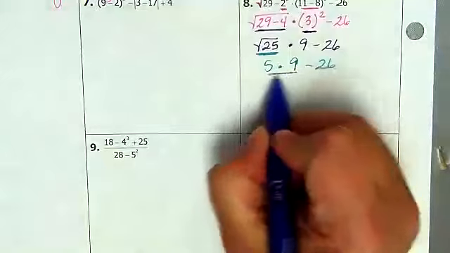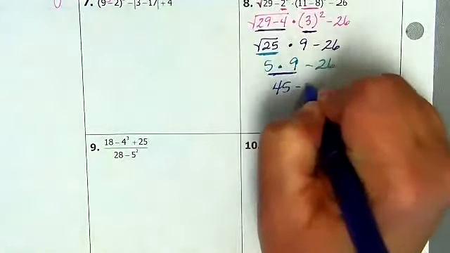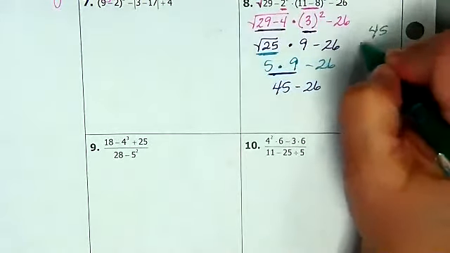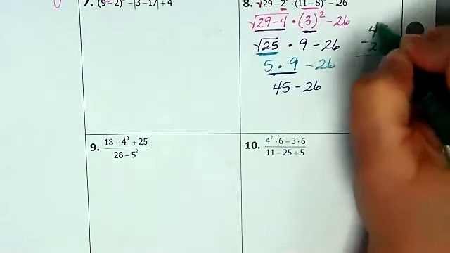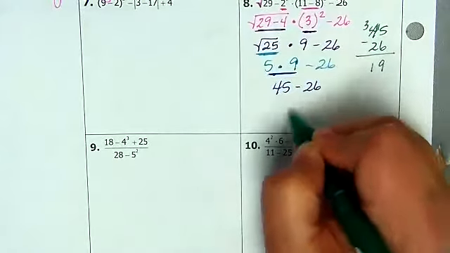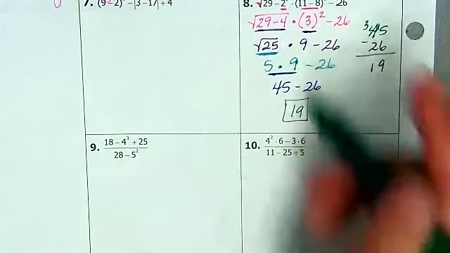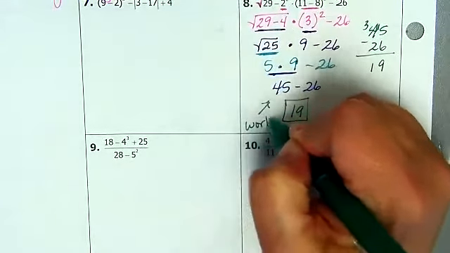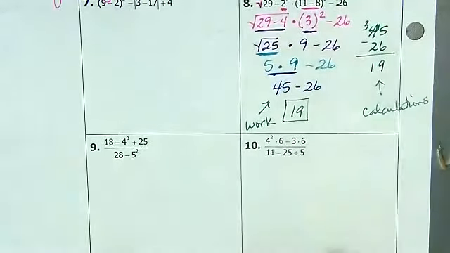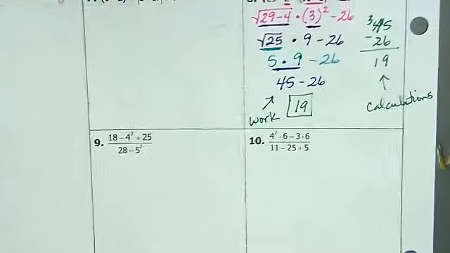Now I'm going to do the multiplication because it is done before subtraction. So 5 times 9 gives me 45 minus 26. I don't know what that is, so I'm over here doing that subtraction. 45 minus 26, got to borrow. 15 minus 6 is 9, 3 minus 2 is 1, so we get a final answer of 19. This is work, this is calculations, okay? Work, calculations. There is a difference. All right. Next example, number 9.